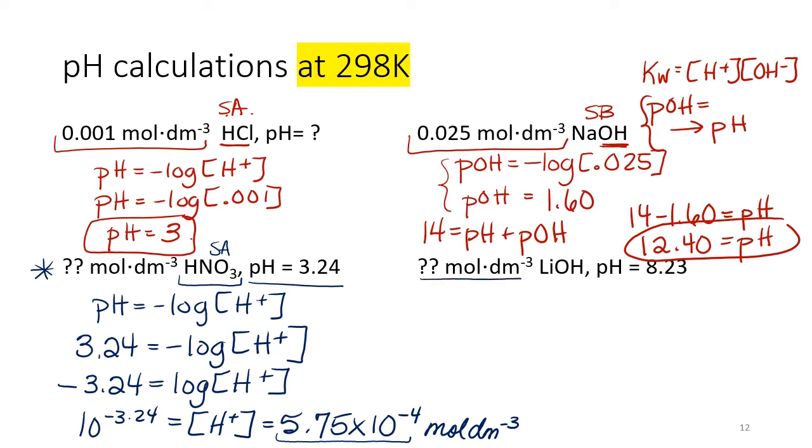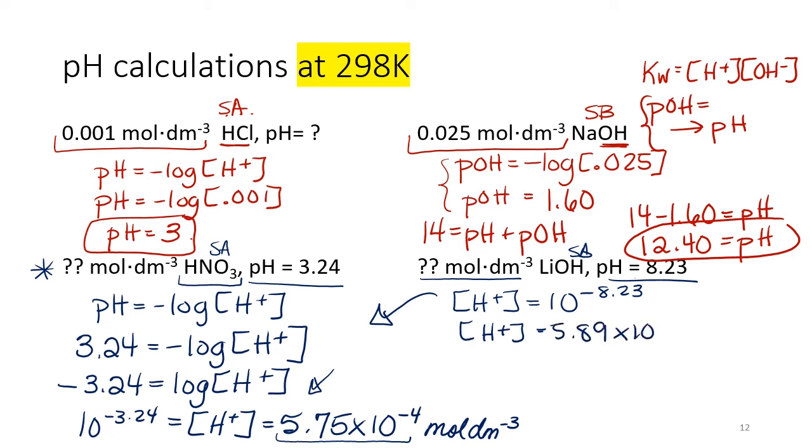What's the concentration of lithium hydroxide, which is a strong base, at a pH of 8.23? We have two ways of doing this. We can get the H plus concentration and then use Kw and then get the OH minus concentration, or we could get pOH and then do the same thing we did here. I'm going to go the first route, even though that's the least preferred by students, just to get you familiar with that. I'm going to find the H plus concentration. So the H plus concentration is equal to 10 to the negative 8.23, which is 5.89 times 10 to the negative 9. So that's the concentration of H pluses present when lithium hydroxide is in water, whatever amount it is.